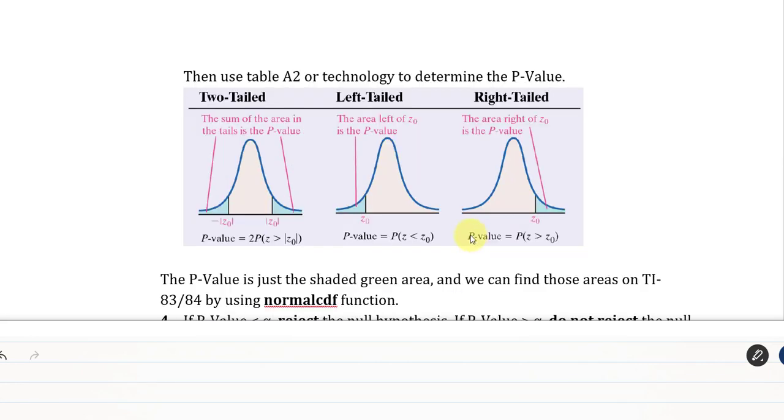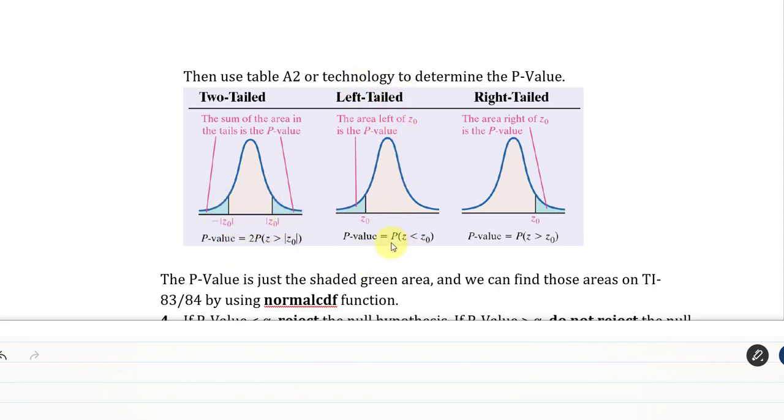Now we can use the z-score table to determine the p-value. For the two tails, we see that the sum of the areas in the tails is the p-value. And because the normal curve is symmetric, if you can get just one area for z0, then you can multiply that by 2 to get the double area because they are symmetric. So just multiply the area by 2 to get the total p-value for the two tails.